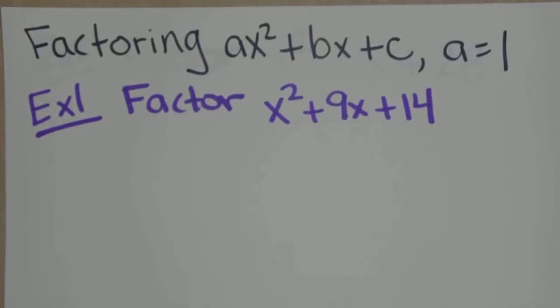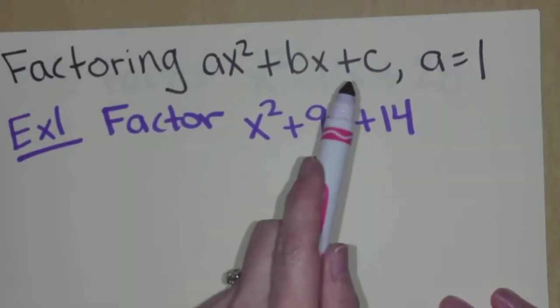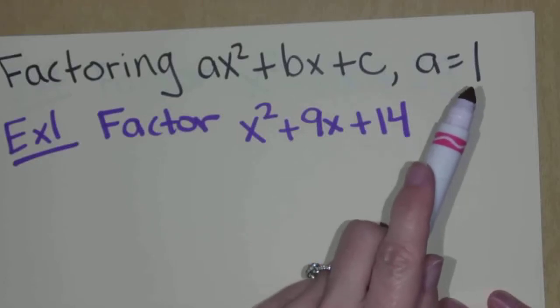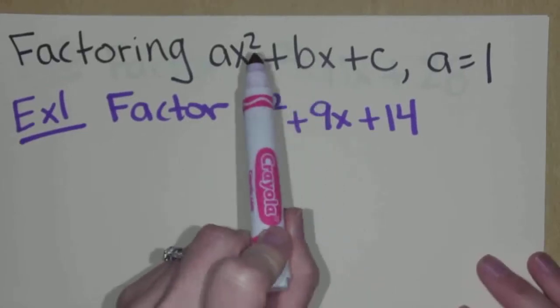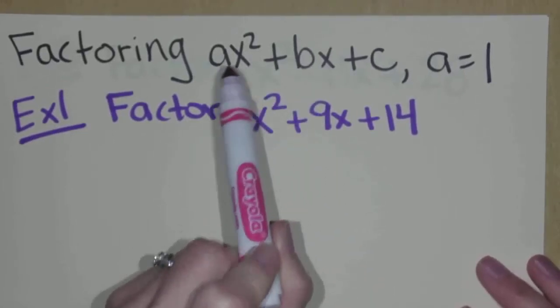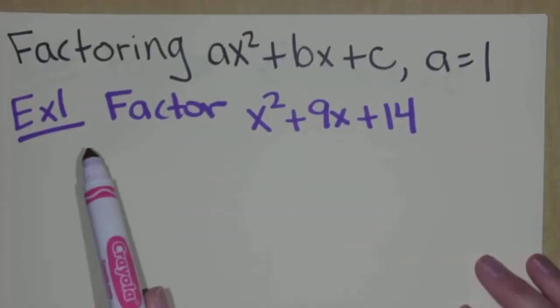Hi everyone, and welcome to our video titled Factoring ax squared plus bx plus c, where a is always going to equal 1. So this is our trinomial that we're going to factor, and the coefficient in front of your x squared term in this lesson is always going to be a 1. You can see that in our first example here.